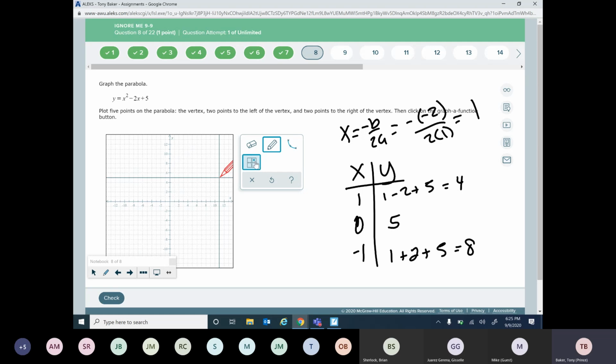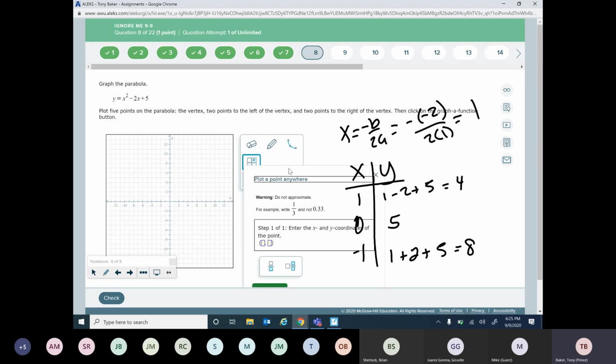You can use the pencil tool or the actual type in. I would suggest using the typing tool, especially if they're going to be decimals or fractions, it makes your life a little bit easier. And you got it exactly where it's supposed to be. With the pencil, if you're a little off, you can get the answer wrong and it'll frustrate you. So 1 and 4. 0 and 5. And -1 and 8.